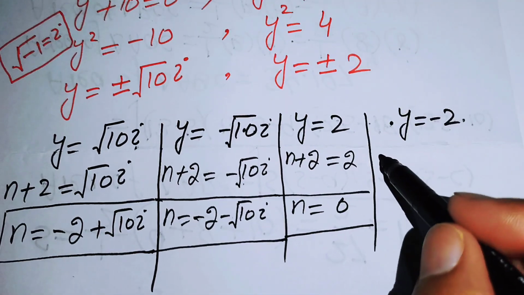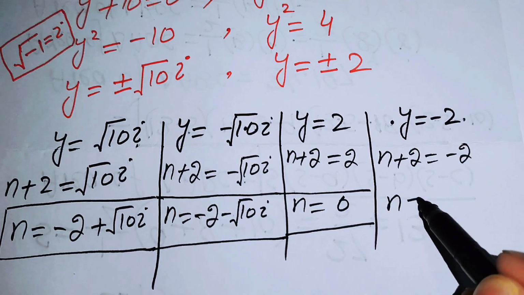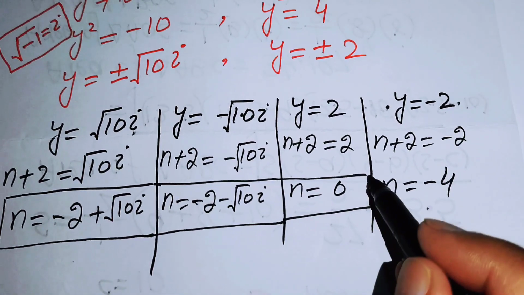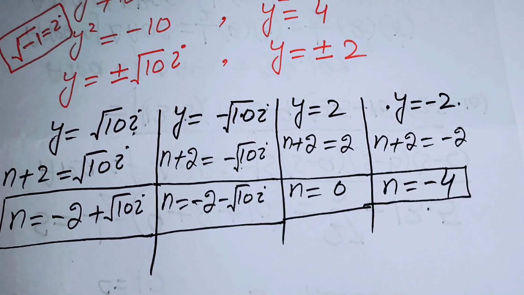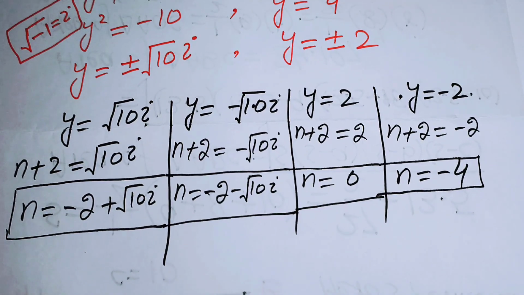And when you put the last value of y, you get n plus 2 is equal to minus 2, and finally you get n is equal to minus 4, and this is the fourth root of the given equation. These are all four roots of the given equation, in which two are complex and two are real, and this is our final answer.